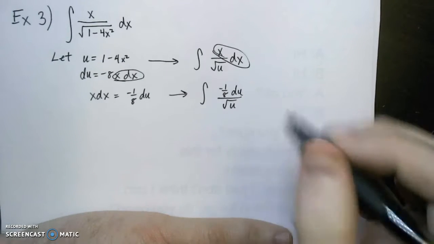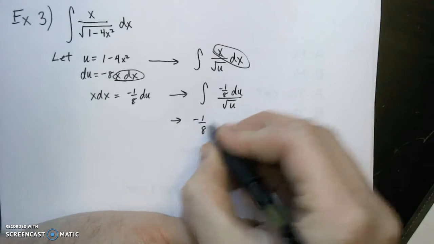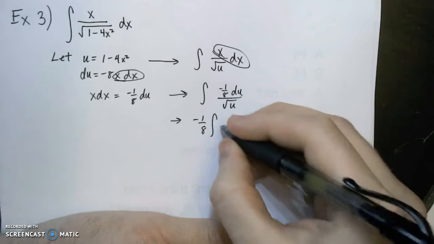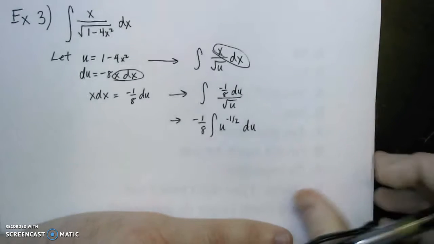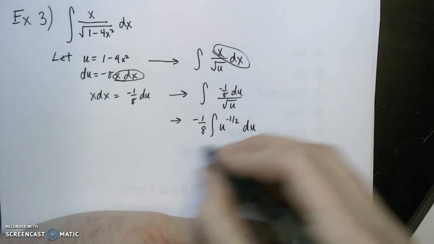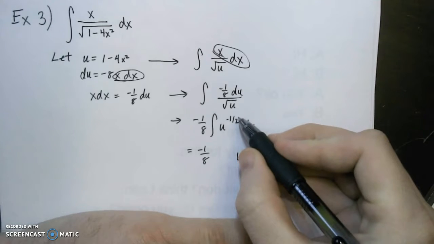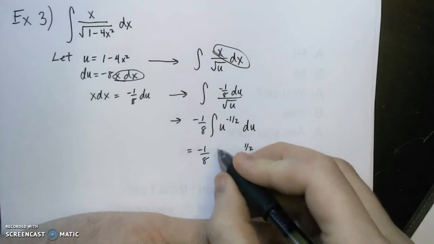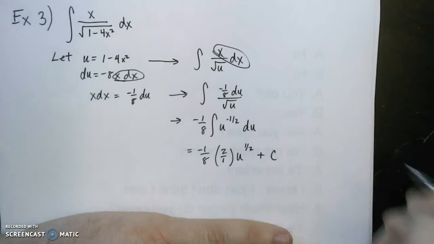I'm going to simplify it first. So I'm going to bring out the negative 1/8 in front because it's a coefficient. I'm going to change the square root u to the negative 1/2. And then I'm ready for my integration. So I'm going to add 1 to the exponent, which would be positive 1/2. Then I'm going to divide by that. So divide by 1/2 would be 2 over 1. And then I've got plus c.